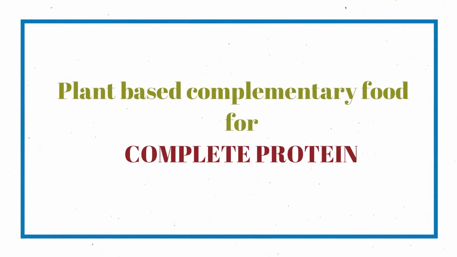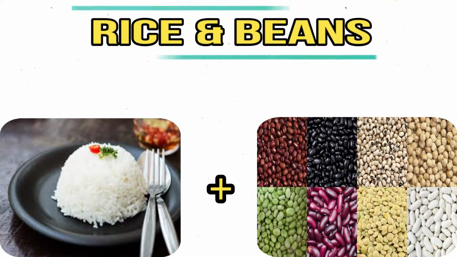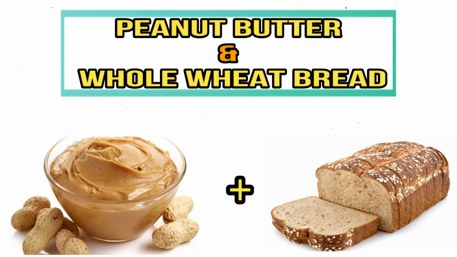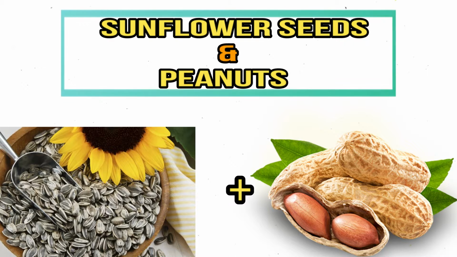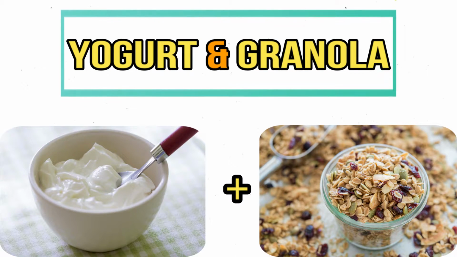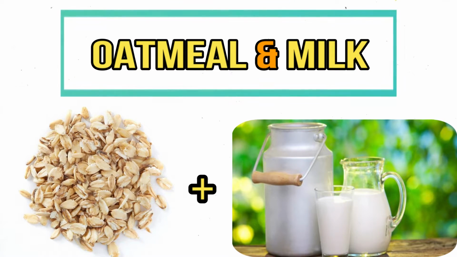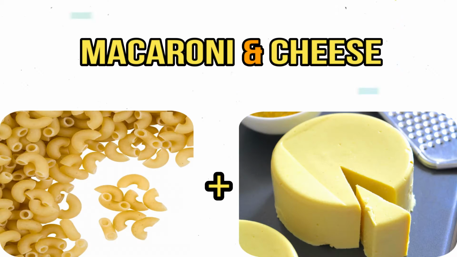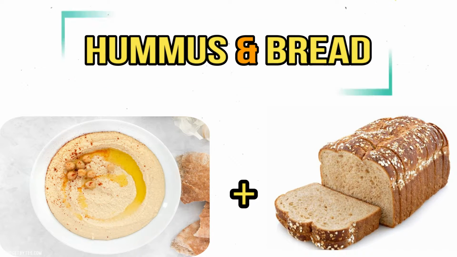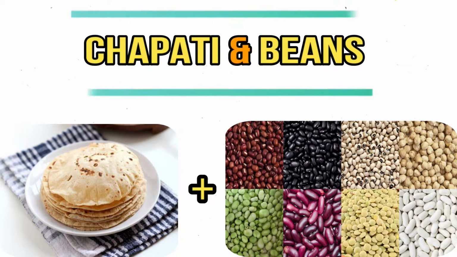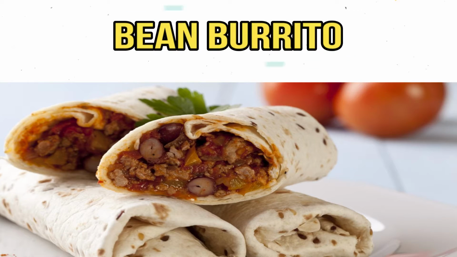Here are some plant-based complementary foods that make complete protein. Rice and beans, peanut butter and whole wheat bread, sunflower seeds and peanuts, yogurt and granola, oatmeal and milk, lentils and bread, macaroni and cheese, hummus with bread, chapatis with beans or dal, bean burrito.